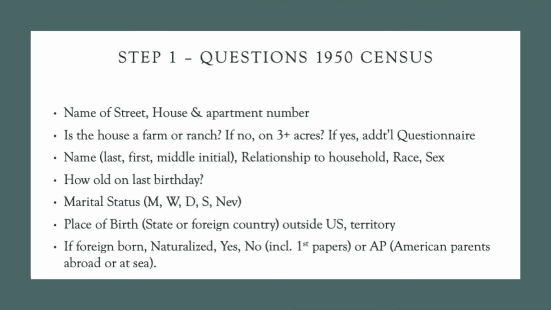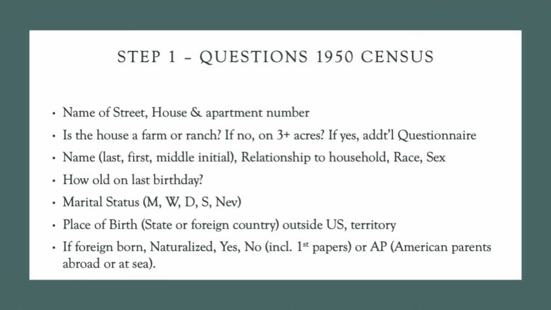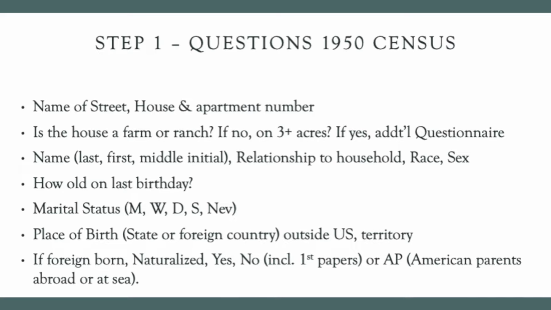How old you were on your last birthday, your marital status. This one is defined as married, widowed, divorced, separated, or never married. And then place of birth: what state you were born in, or if it was a foreign country outside the United States, then what territory were you in? Hopefully it'll be more than just Germany, the country. In some cases, depending on the enumerator, it might say, say, Bavaria, right? So it will give more examples.